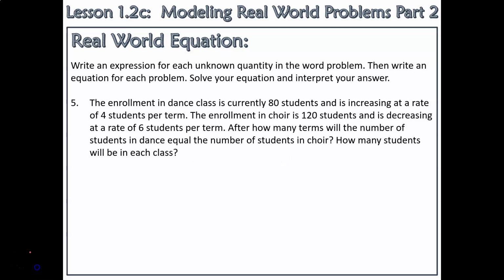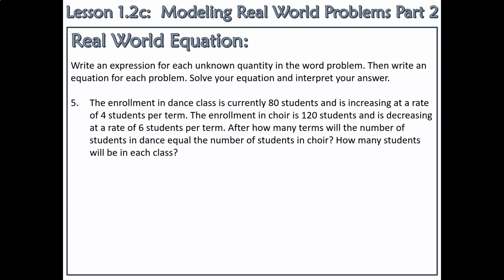Okay, so we're on number 5 now. This one says the enrollment in dance class is currently 80 students and is increasing at a rate of 4 students per term. The enrollment in choir is 120 students and is decreasing at a rate of 6 students per term. After how many terms will the number of students in dance class equal the number of students in choir? How many students will be in each class?